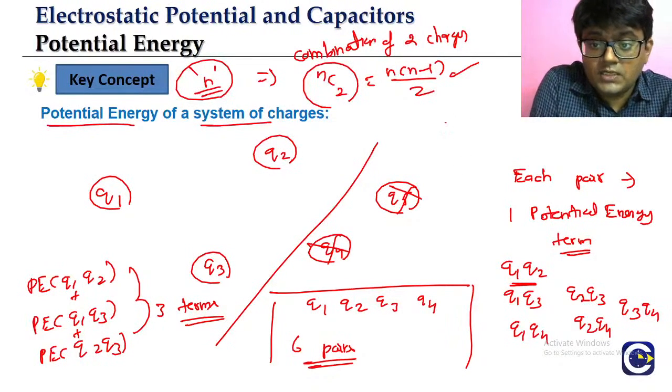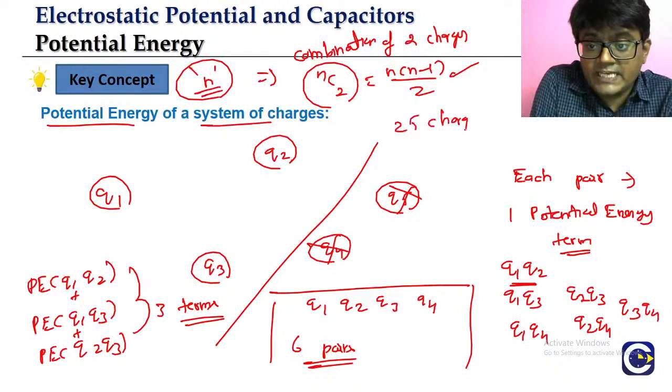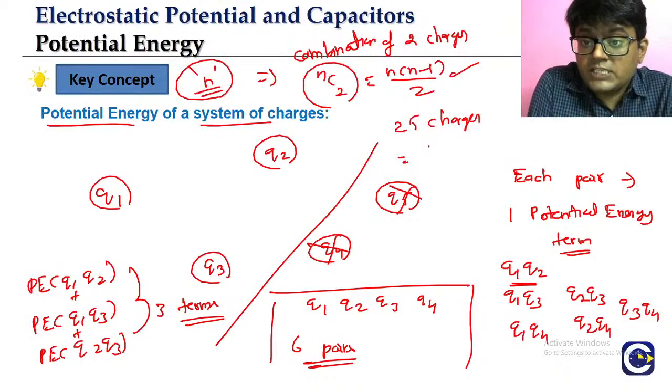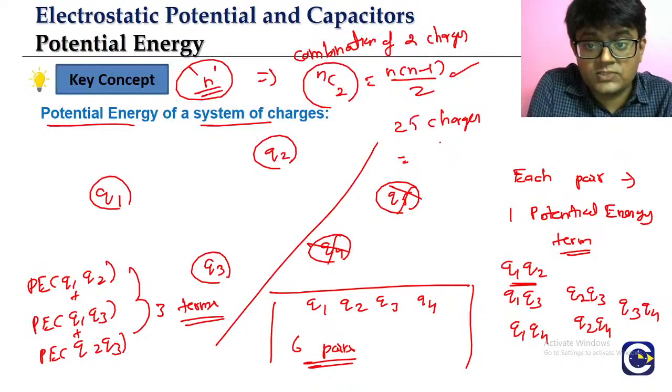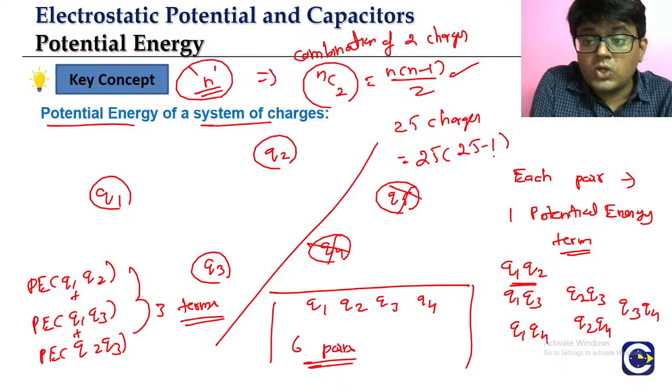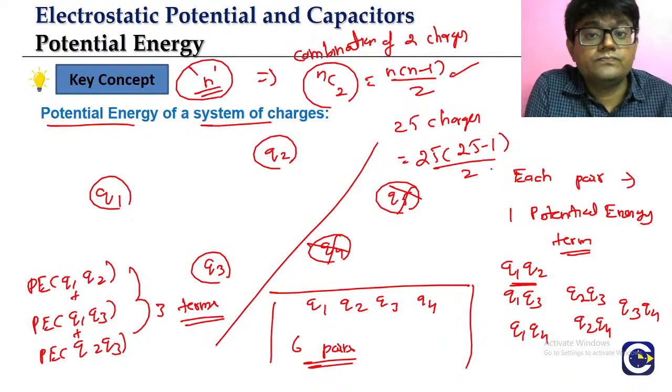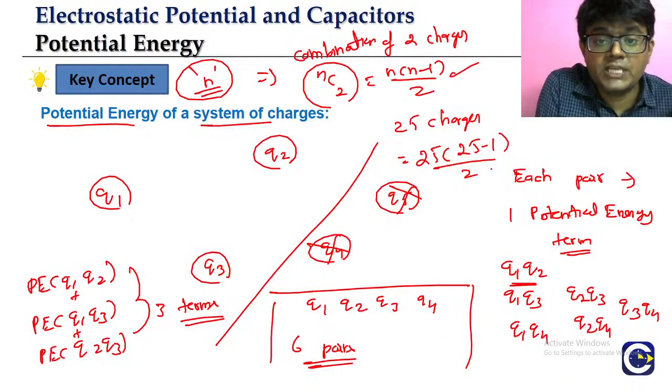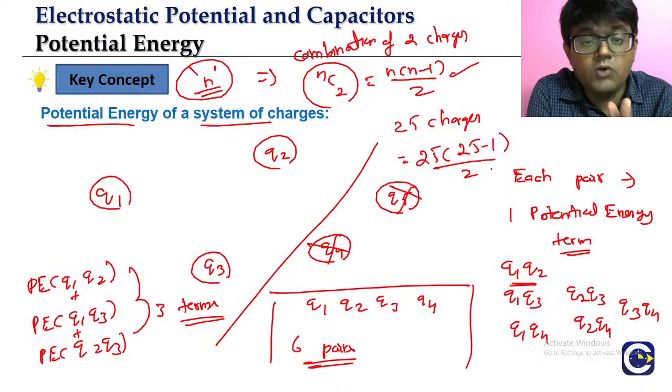Which means, if you are having 25 charges, how many potential energy terms will come? They can ask questions like that. So what will be the answer? 25 into 25 minus 1 by 2. What is the number of potential energy pairs? It will be n into n minus 1 by 2.